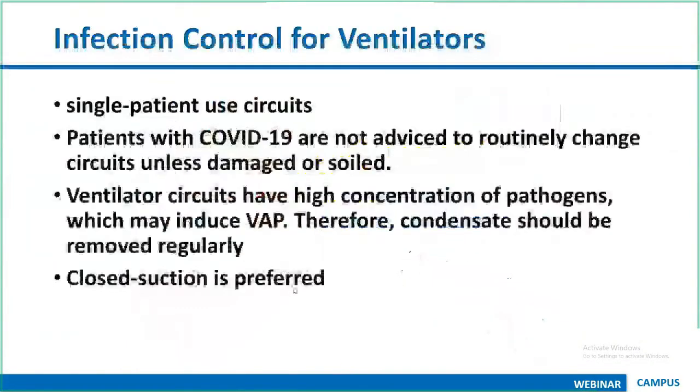Now coming towards the end of our session, what are the infection control practices we usually adopt? Here the infection control practices for ventilators are: you have to always use a single patient use circuit. Reusable circuits are not at all advisable for COVID patients. I know nowadays we are not using that. And again, we don't have to unnecessarily change the circuit. Only if it is severely soiled, you have to change that. Otherwise, keep the same circuit as we do for other patients.